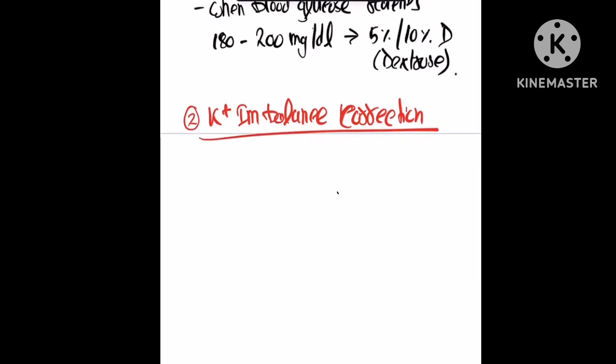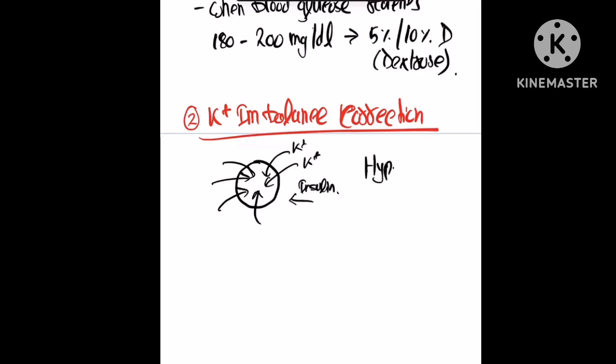As soon as you give insulin, whenever insulin comes into play, potassium from the extracellular space moves into the cell. So you might land up in a very problematic situation known as hypokalemia. Why is hypokalemia very important? Because hypokalemia is notorious and known to cause many problems. Among them, a life-threatening condition is arrhythmia.